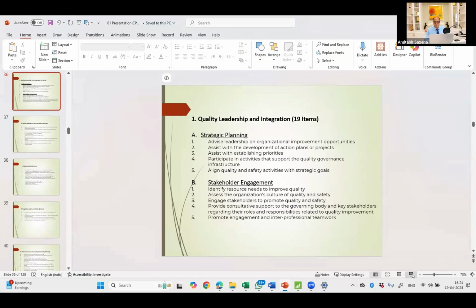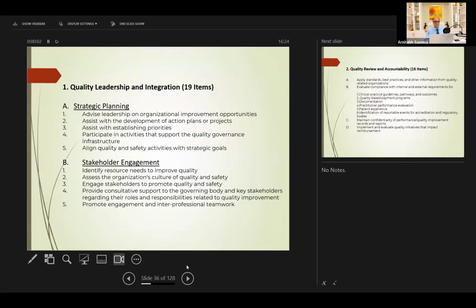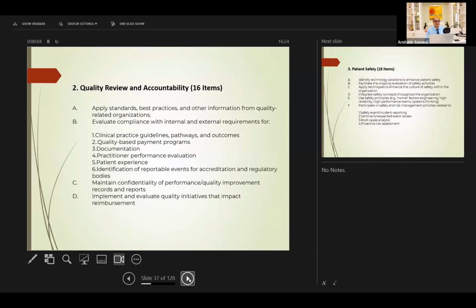The second one is quality review and accountability. So here you learn clinical practice guidelines, pathways and outcomes, quality-based payment programs, practitioner performance evaluation, patient experience, identification of reportable events for accreditation and regulatory bodies. You will also learn about maintaining the confidentiality and also implementing and evaluating the quality initiatives that impact the reimbursements.